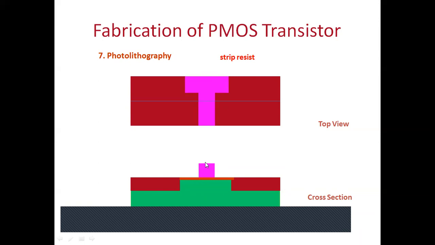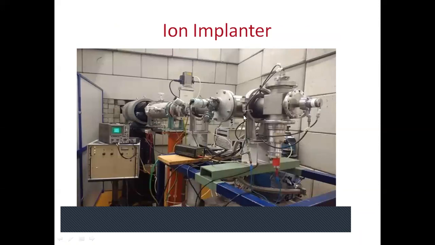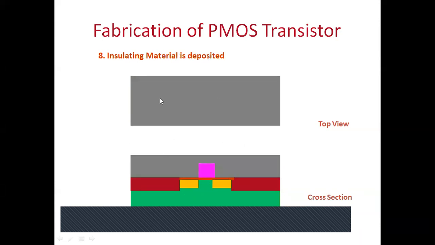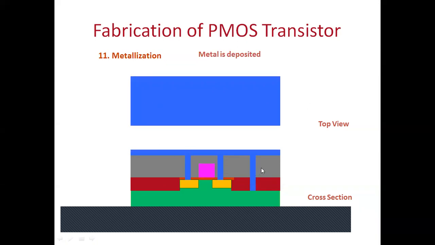Then ion implantation. Now P plus impurities will come, so this is P plus: P plus source, P plus drain, and this is the N-type substrate. Then insulating material is deposited everywhere. The contact mask is used, this is mask number 3, and contacts are made. You can see here the source contact, drain contact, this is the substrate contact, and this is the gate contact. Then metal is deposited.